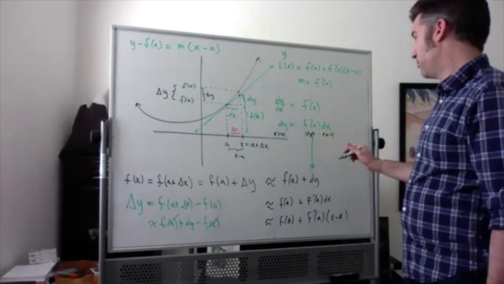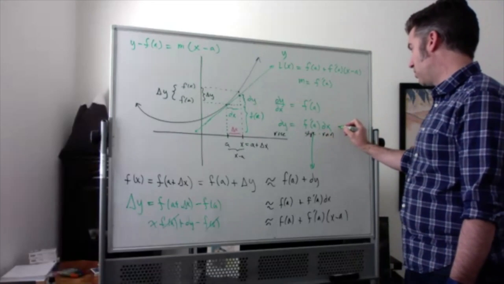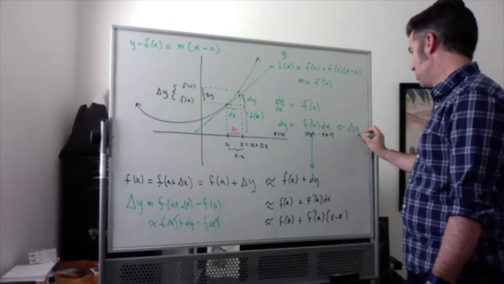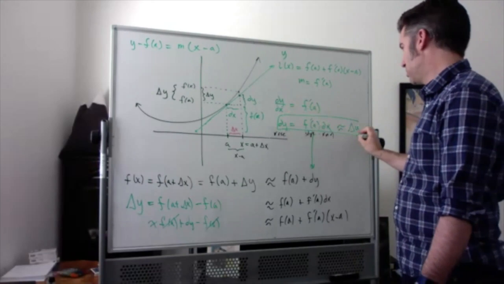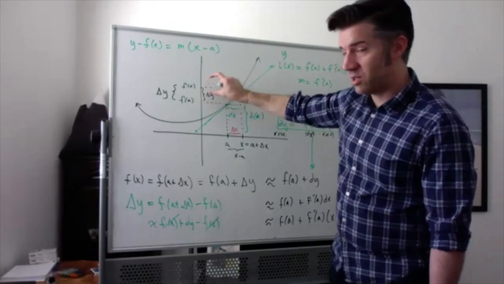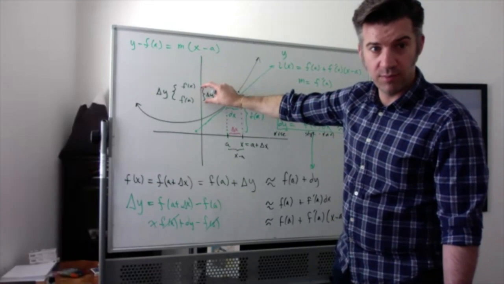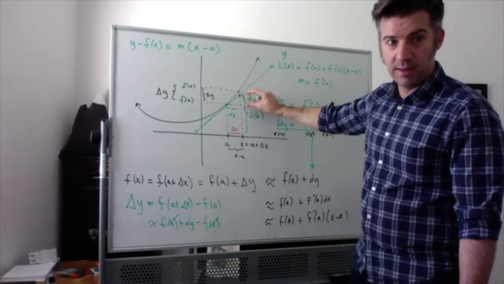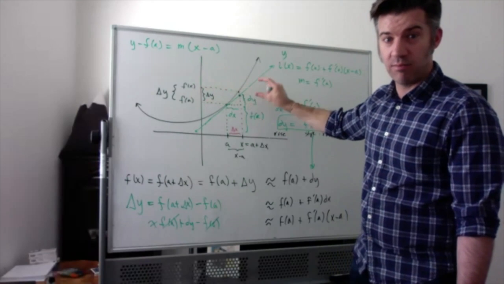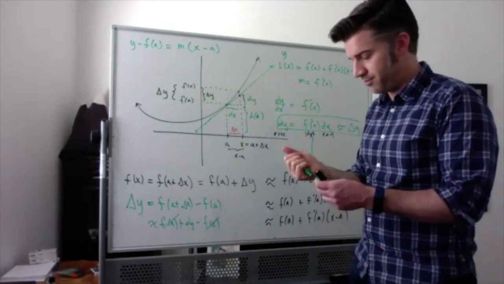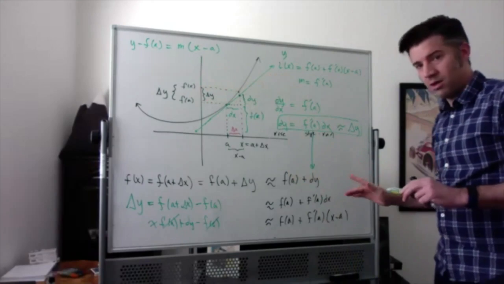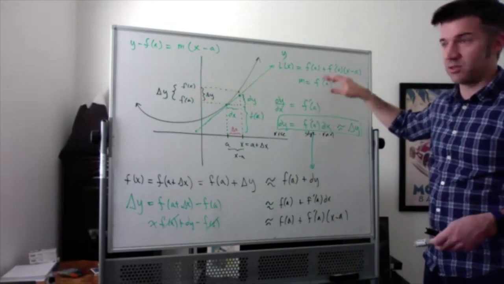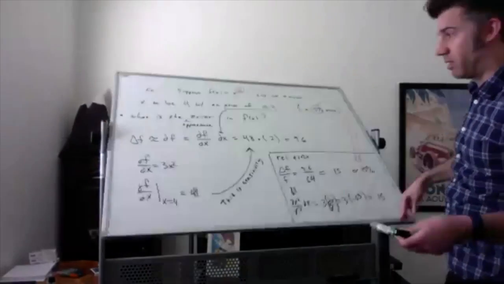So again, I would really like you all to know that the actual change in the function value is approximated by this differential dy. That's the approximate change in the function value. Okay. We can come back to this if you want, but I'm going to go to the other side because there's still more. But let me know if you have questions.